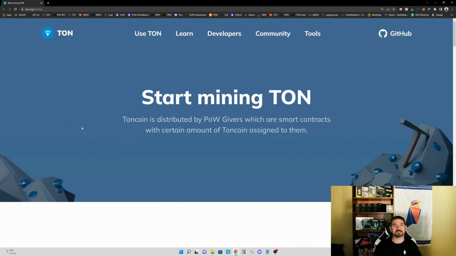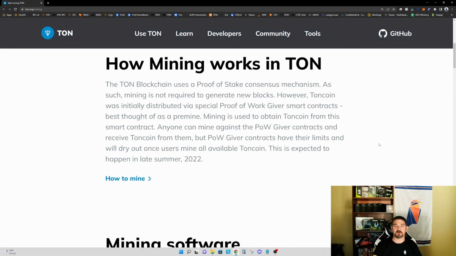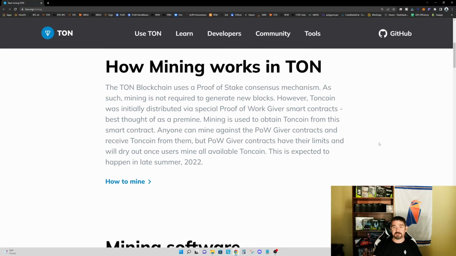We're on the ton.org/mining website, and we'll talk a little bit about TON coin. TON coin is distributed by proof of work givers, which are smart contracts with certain amount of TON coin assigned to them. So how does this work? The TON blockchain actually uses a proof of stake consensus mechanism. As such, mining is not required to generate new blocks. However, TON coin was initially distributed via special proof of work giver smart contracts, best thought of as a pre-mine. So essentially the way that TON was getting coins into distribution was through these proof of work giver smart contracts.